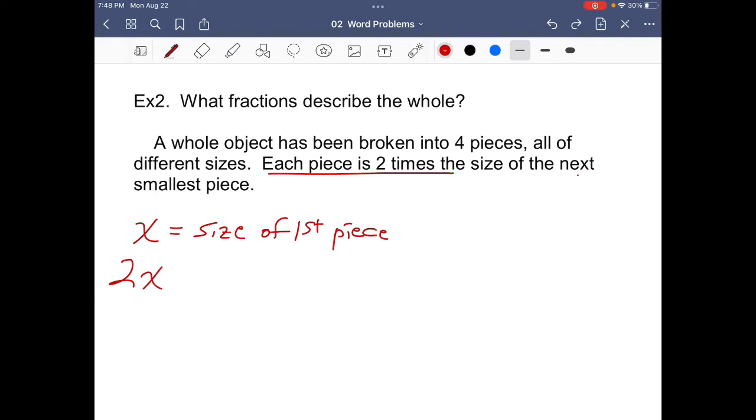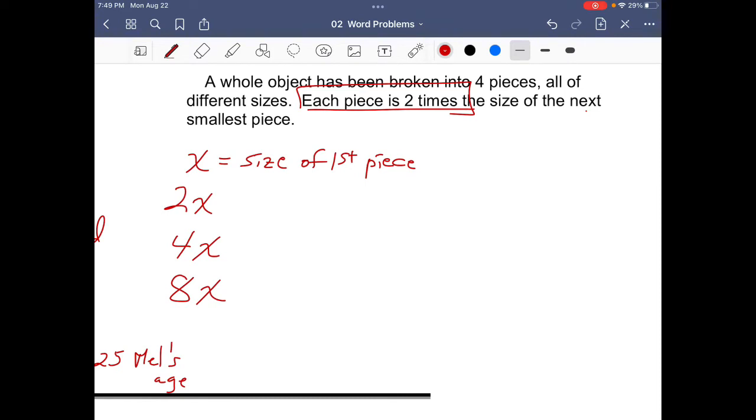How about the next piece? It's going to be 2 times 2x. 2 times 2x is 4x. And then the last piece is, one more time, 2 times that size. Now, what's 2 times 4x? Be careful, that's 8x. Not 6x, but 8x. Now, what am I going to do with all these x's? Well, let me show you. What you want to realize is that put together, they represent the total size of this object. So you might say that the size of the object is 15x. Again, that's the whole object.